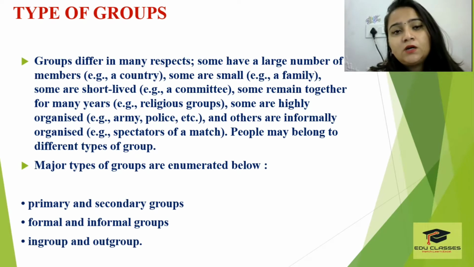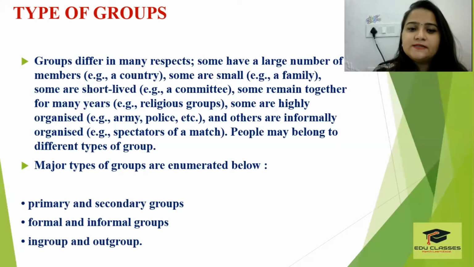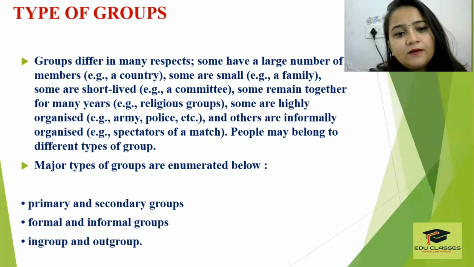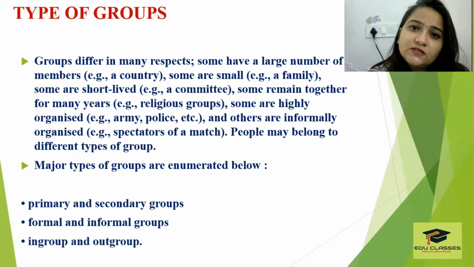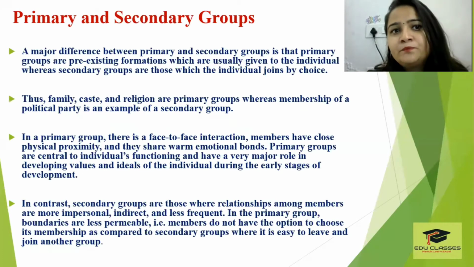Now, all the types that we will study in this chapter are listed below, and there are three. One is primary and secondary groups. Then we have formal and informal groups, and in-group and out-group. So these are the three that we will be covering in this particular chapter for your course.